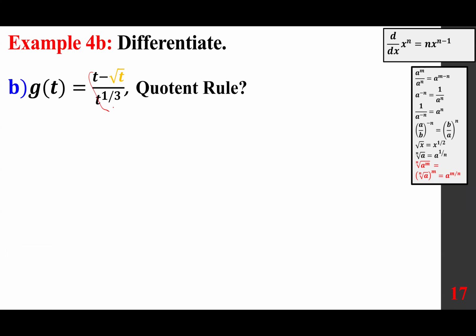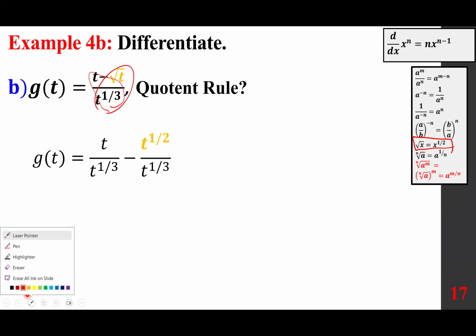Number one, we make up two fractions. And number two, square root of x is x to the power of 1/2. So square root of t is t to the power of 1/2. So we make up two fractions. This is your algebraic technique. The second technique we're going to use is the quotient rule of exponentials.